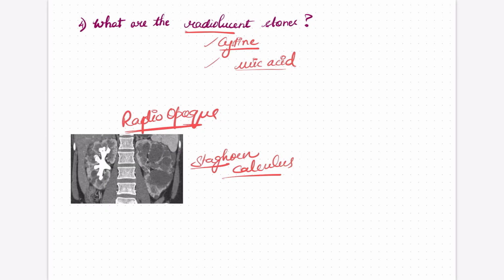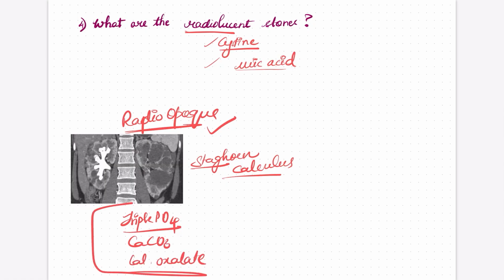They are not visible on X-ray or imaging because X-rays can pass through these stones. Radio-opaque means X-rays can't pass through them, and hence they are visible on imaging. So radio-opaque stones are triple phosphate, calcium carbonate, and calcium oxalate. These are visible on X-rays as X-rays can't pass through them. Radiolucent are the cystine and the uric acid stones.